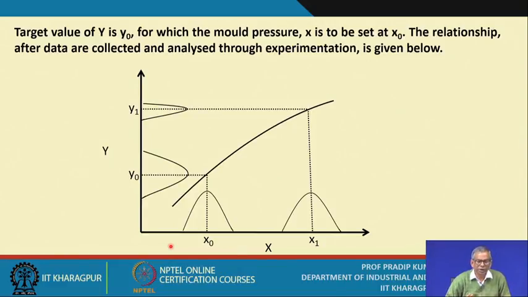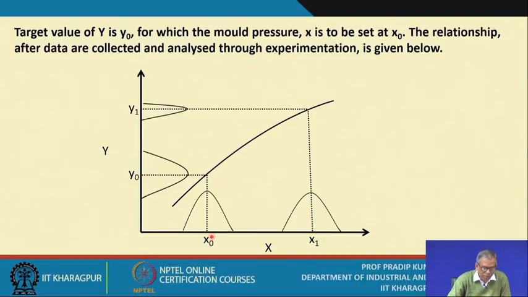Now, you start collecting data, and you find that the target value of y is y0. Okay, there is a target value, and this value you get against a value of x, that means the mole pressure, that is x0. So, whenever you use the press and the mole pressure is x0, then you get a value of y0. Fine, so far it is okay.